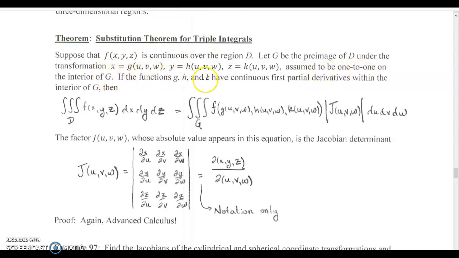If the functions g, h, and k have continuous first partial derivatives within the interior of G, then this integral over the usual rectangular coordinate system x, y, and z can be transformed into the triple integral over G of f of g, h, k, putting all the variables in terms of u, v, and w, multiplied by the absolute value of the Jacobian of x, y, z with respect to u, v, w, times du dv dw.